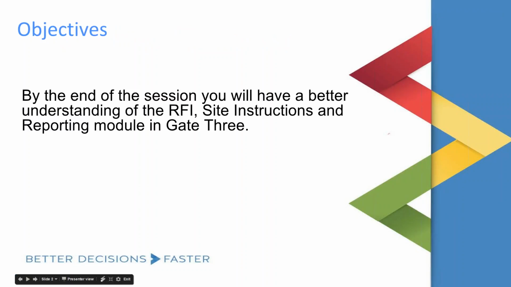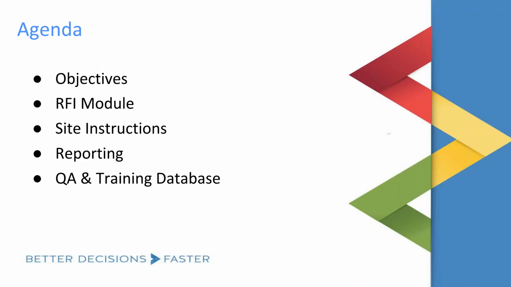So our objectives for this session is hopefully by the end of the session all of you will have a better understanding of the RFI module, site instructions, and how to use the reporting module in Gate 3. So our agenda, we just went over the objectives. We'll go into the RFI module and then go into the site instructions and reporting modules. And then we'll have a quick Q&A, and I'll show you how you can play around in the training sandbox environment. There's a link from the EllisDon portal page.